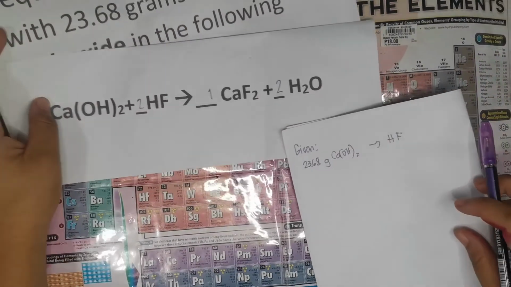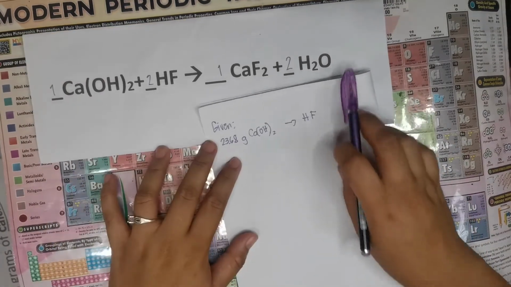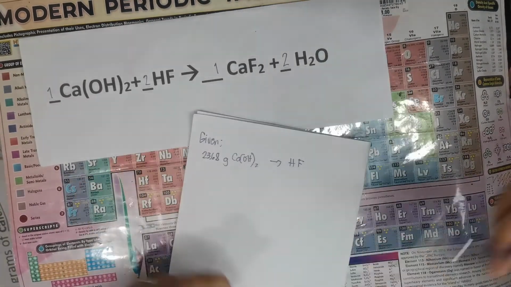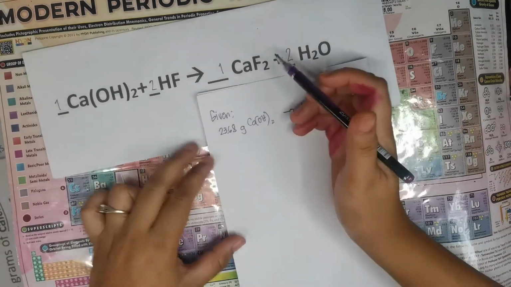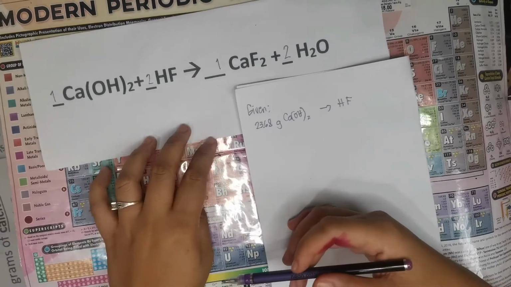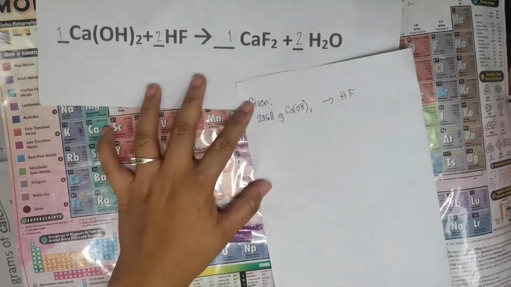Iwan natin si balance formula ha. So, from this, meron na tayong given calcium hydroxide and hydrofluoric acid. So, una natin gagawin is first, dahil i-convert muna natin siya si grams papunta kay mole. Bakit? Naka-grams po siya eh. So, kailangan natin siyang i-convert.